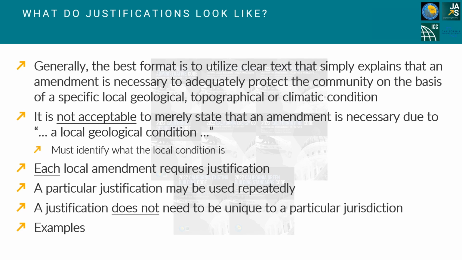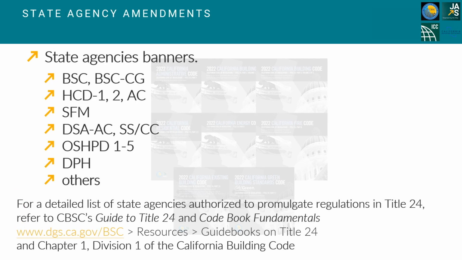This could be justified geologically by utilizing a nexus between the nearby earthquake fault and the need to provide increased lateral strength to buildings, even if the very same finding is also used by a neighboring jurisdiction to address its own local amendment. There are many state agencies that have a need to contribute to Title 24. In fact, the differences between the model codes published by ICC, IAPMO, and NFPA versus Title 24 come from a variety of rulemaking packages that were promulgated by approximately 14 state agencies.